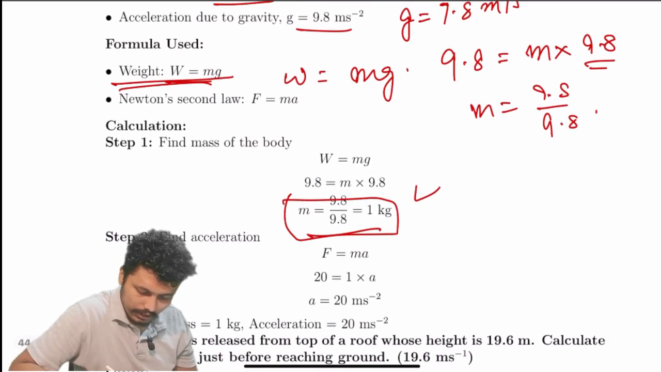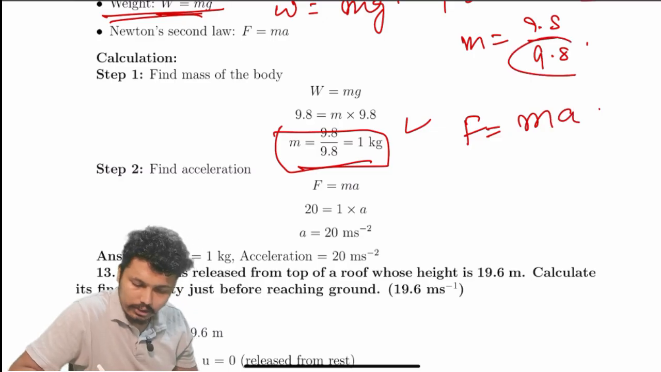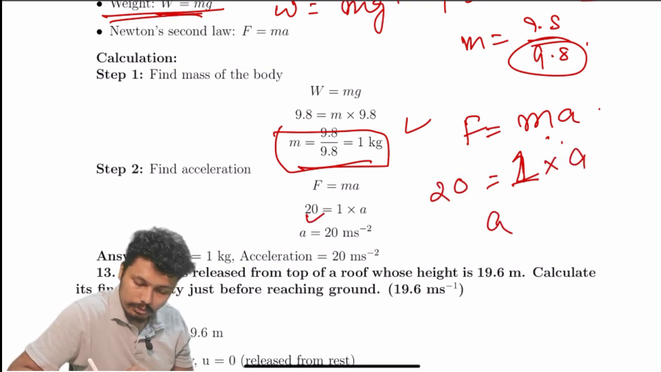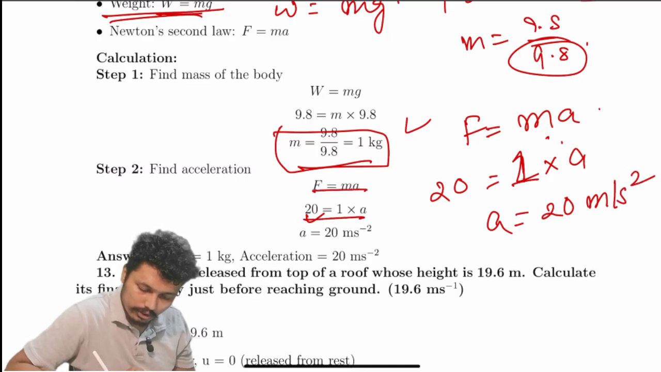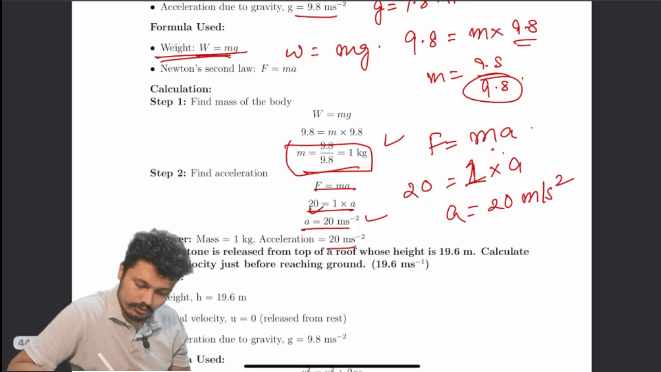Second, I need to find out acceleration. Force is equal to mass into acceleration. I know the mass is 1 kg. Force given in the question is 20 Newton. So acceleration a will be equal to 20 meter per second square. Force equals ma, 20. You can copy the answer.